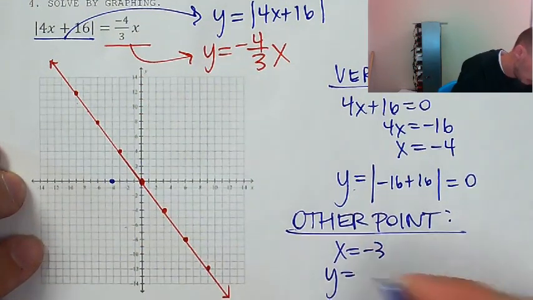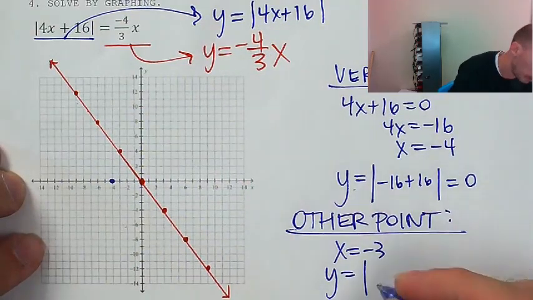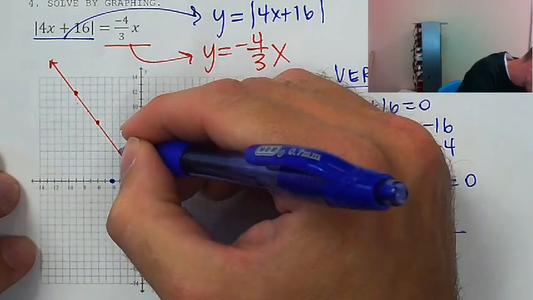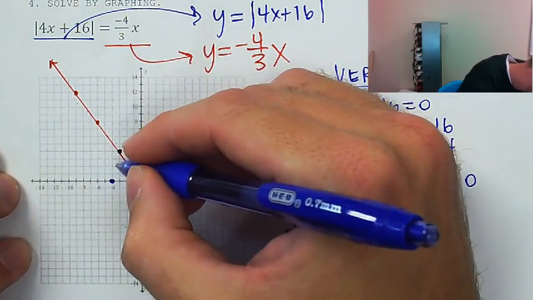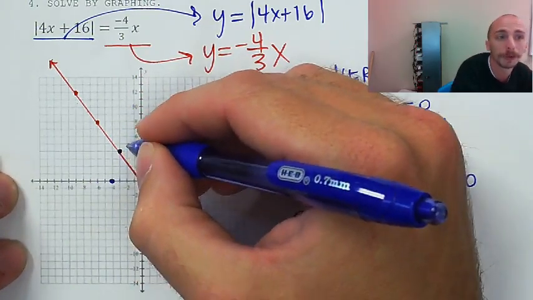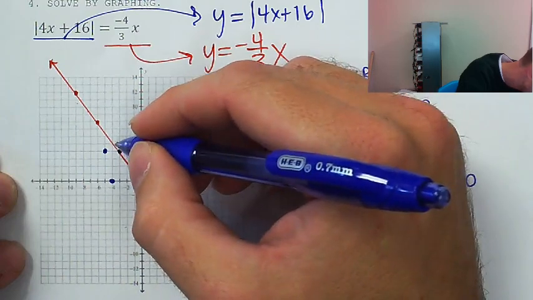So that y equals the absolute value of 4 times negative 3, which is negative 12, plus 16, is the absolute value of 4. So negative 3, positive 4. Oh, look, I found a solution. If I went over to the right 1 and I was at 4, I should be able to go over 1 to the left and still be at 4 because of the symmetry of these graphs.